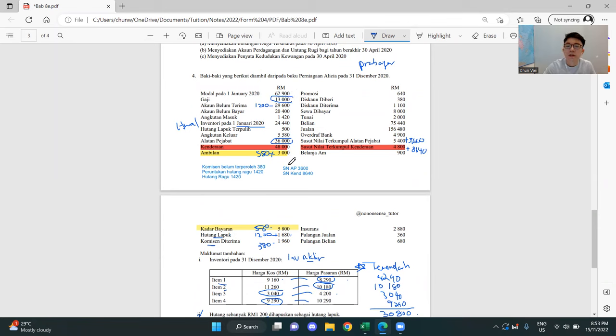This 13,000 adalah gaji yang telah bayar. Okay, you sudah bayar 13,000. But I already said, for you to record akaun perdagangan dan untung rugi, kita perlu record apa? Amount yang sebenar. Let's say the tuition is RM80. You pay RM80. Okay, this is the tuition yuran yang sebenar.